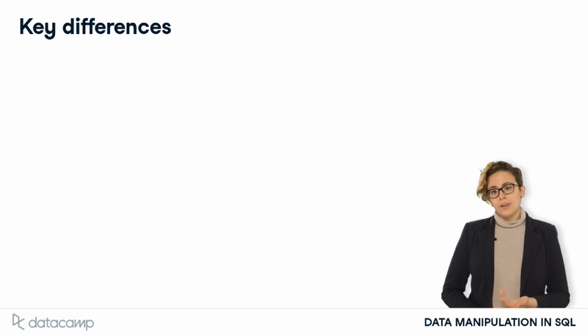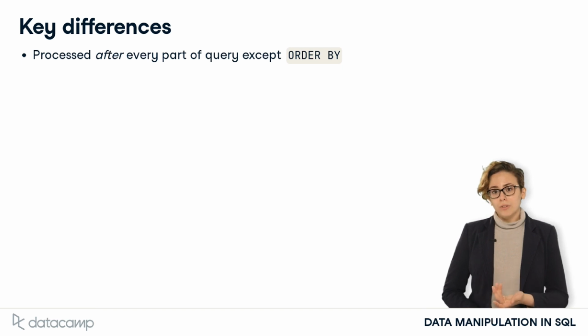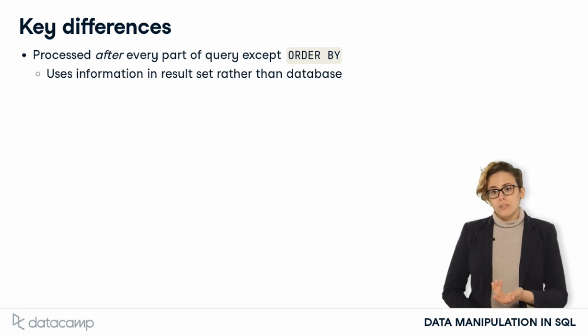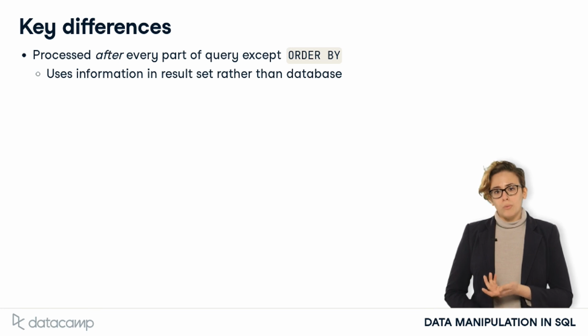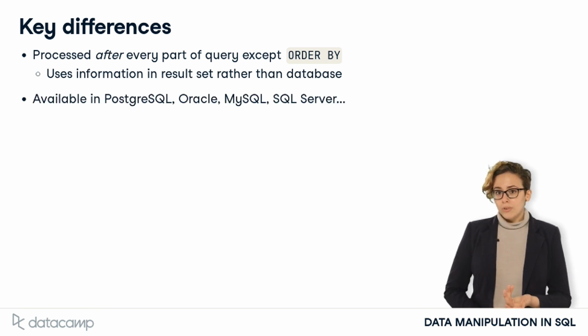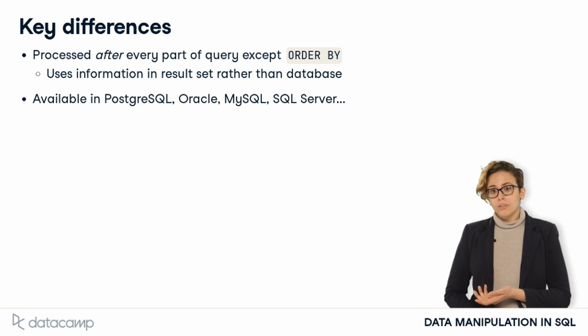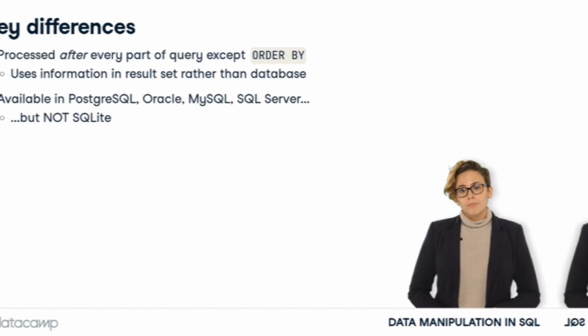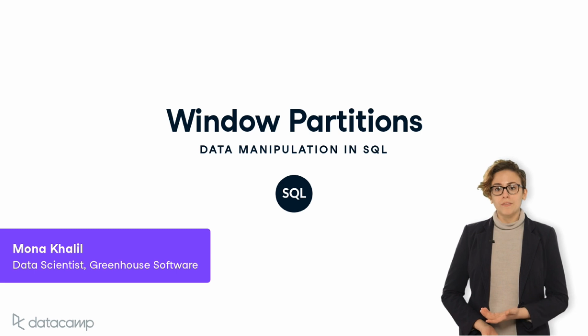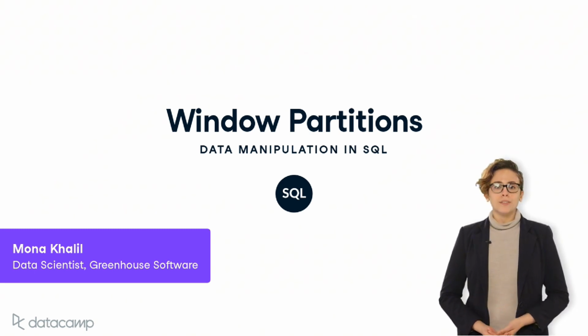There are a few key considerations when using window functions. First, window functions are processed after the entire query except the final order by statement. Thus, the window function uses the result set to calculate information as opposed to using the database directly. Second, it's important to know that window functions are available in PostgreSQL, Oracle, MySQL, but not in SQLite. The real bread and butter of window functions that differentiates them from subqueries in select are the functions you can add within the over clause.